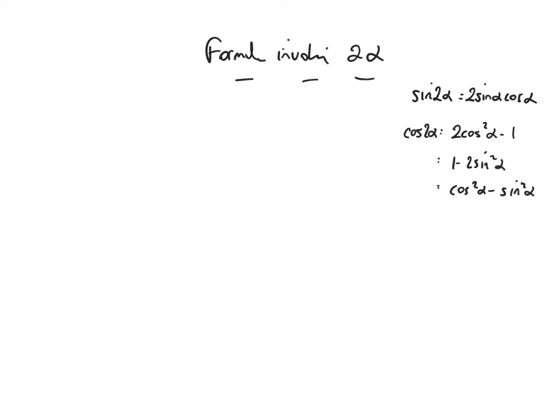So sine 2 alpha, our double angle formula for that, which will be given in the formula sheet, is 2 sine alpha cos alpha. Cos 2 alpha can be written either as 2 cos squared alpha minus 1, 1 minus 2 sine squared alpha, or cos squared alpha minus sine squared alpha. Okay, now the first exercise that we're going to do is just to prove where these formulas come from. So prove that sine 2 alpha can be written as 2 sine alpha cos alpha, prove that cos 2 alpha can be written as that, and it can be done fairly easily with a couple of short proofs.